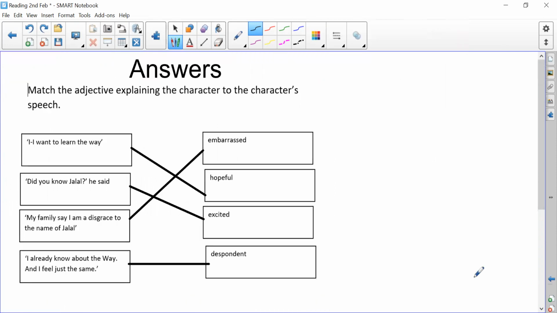Okay, are you ready for the answers? "I want to learn the way." He's hopeful. "My family and I were disgraced to the name of Jalal." He's feeling very embarrassed. Did you know Jalal? "He said." That was right at the beginning, and he's full of excitement. So he's excited. And this one, "I already know about the way and I feel just the same." He's despondent, okay? He feels like giving up.